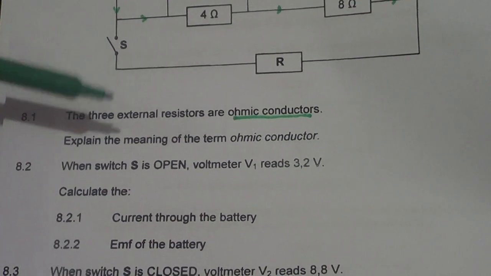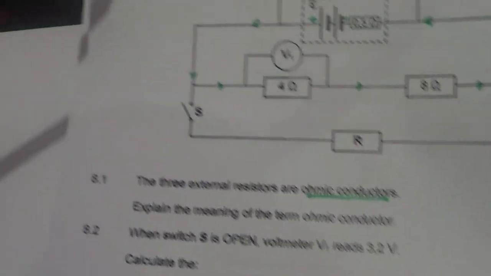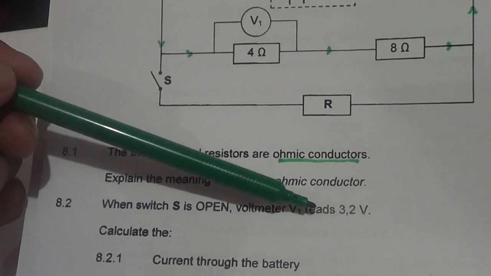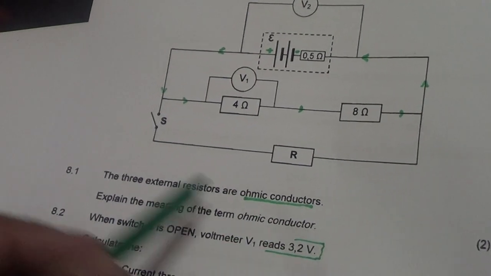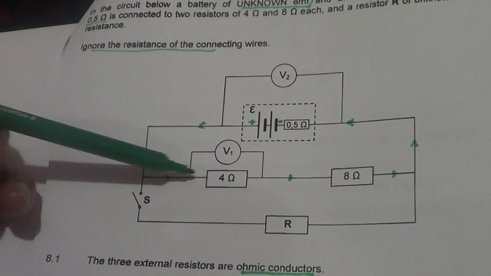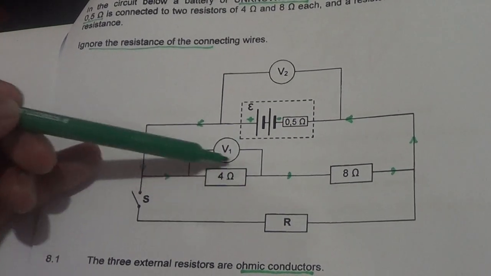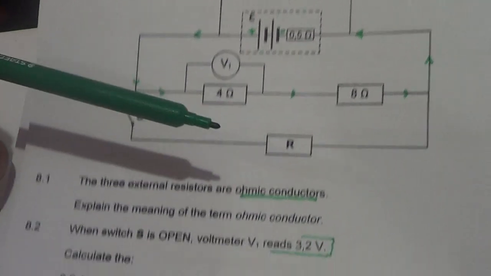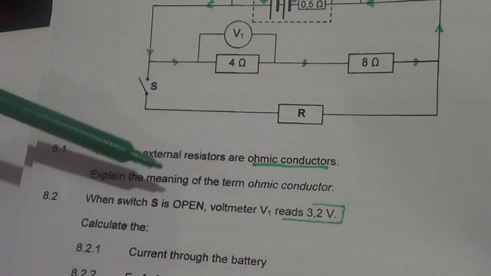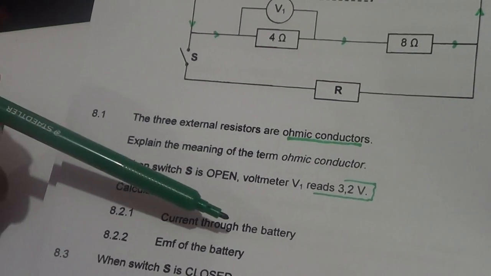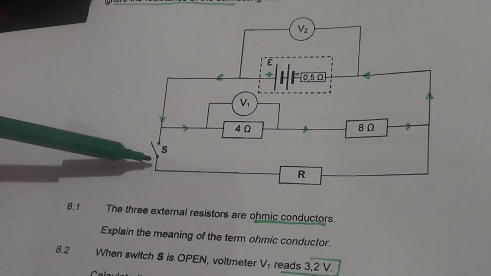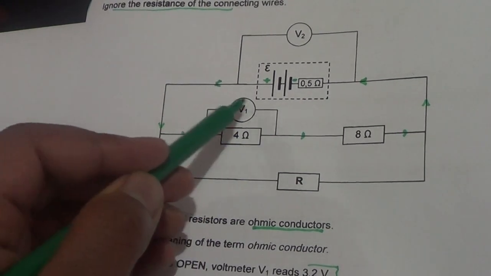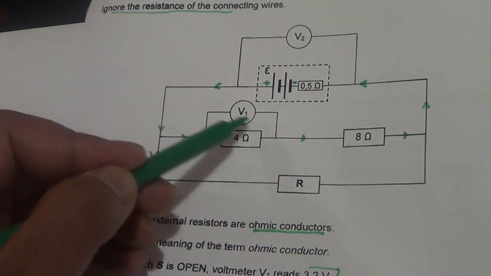Anyway, it says now 8.2, when switch S is open, voltmeter V1 reads. You can see there that our switch is open. Remember V1 is the potential difference maintained between the ends of this resistance, and we were told this is an ohmic resistor. So now let's calculate the current through the battery. When this switch is open, no current will pass through this lower end, so the total current passes there. According to Ohm's law, remember, it's an ohmic conductor.